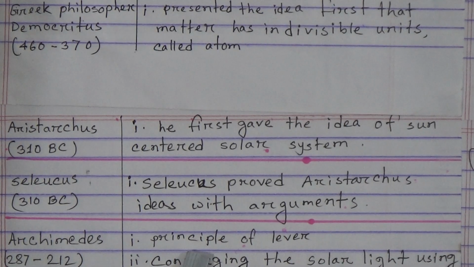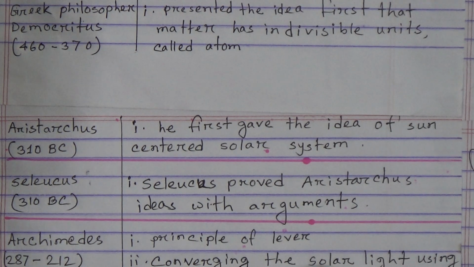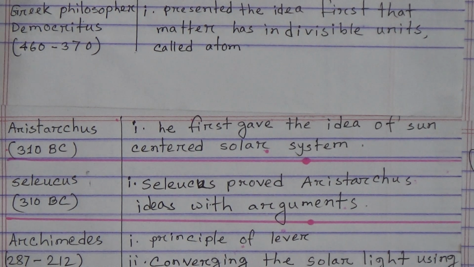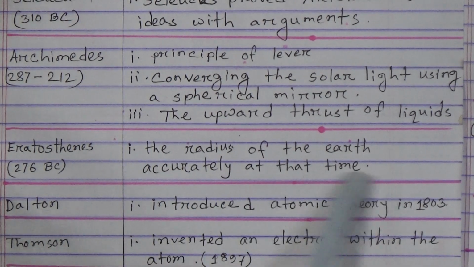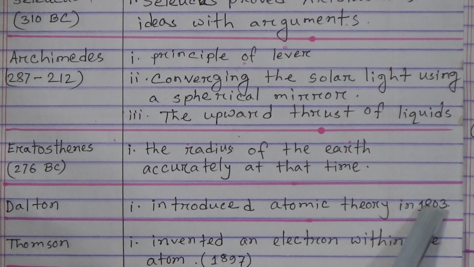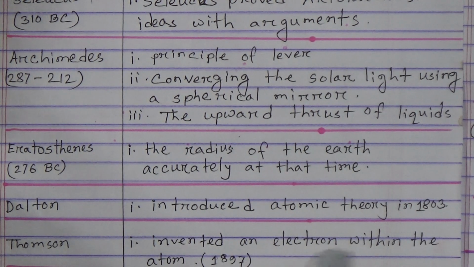Archimedes discovered the principle of the lever, converging solar light using a spherical mirror, and the upward thrust of liquids. Eratosthenes calculated the radius of the earth accurately for that time. Dalton introduced atomic theory in 1803. Thomson discovered the electron within the atom in 1897.